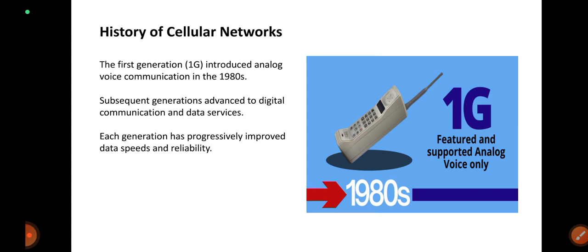The history of cellular networks. The first generation introduced analog voice communications in the 1980s. Subsequent generations advanced to digital communications and data services. Each generation has progressively improved data speeds and reliability.